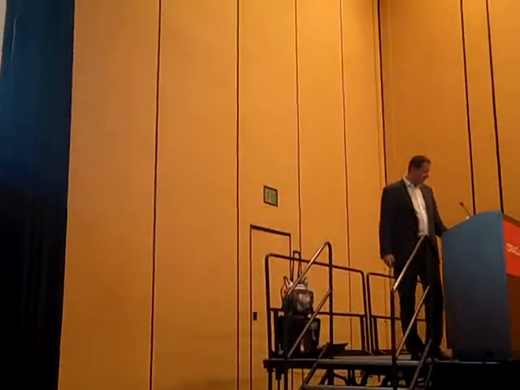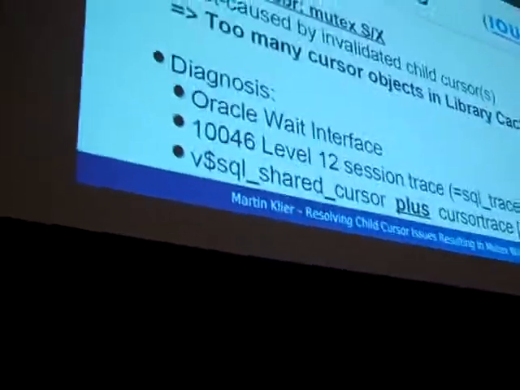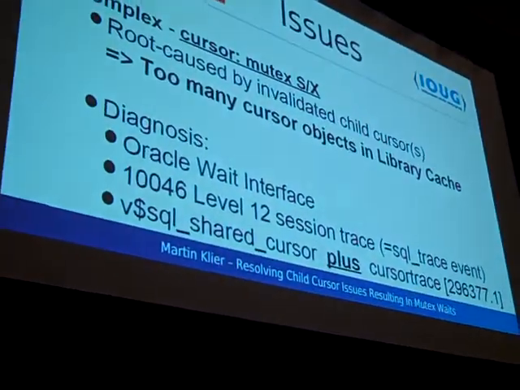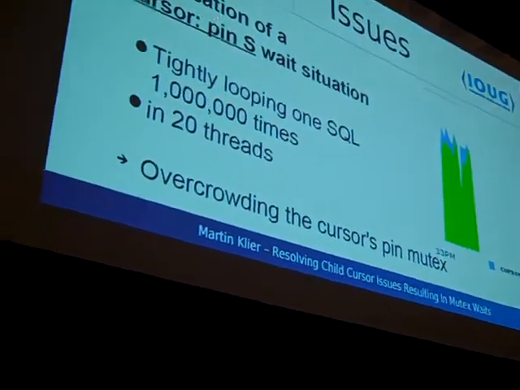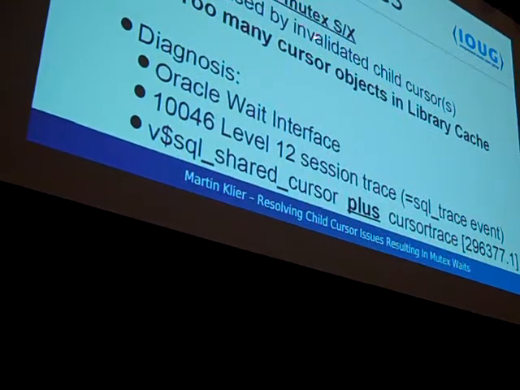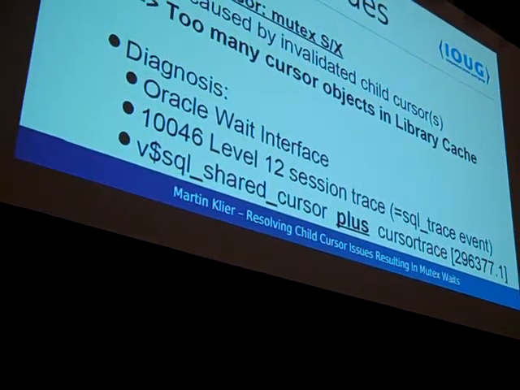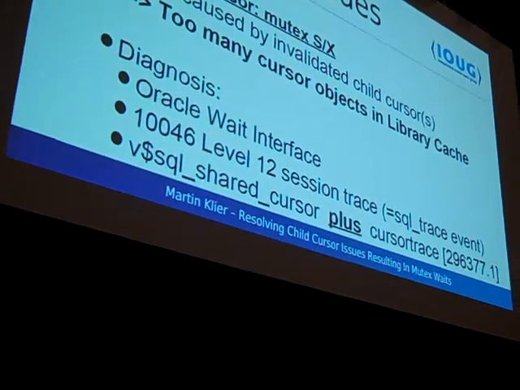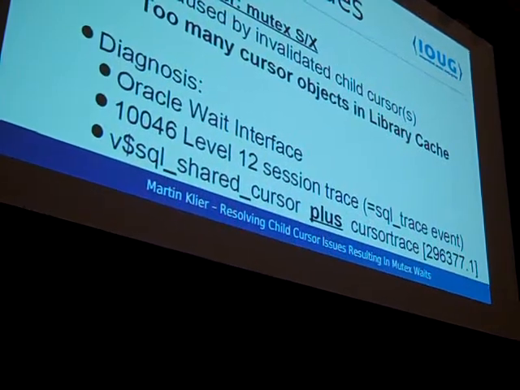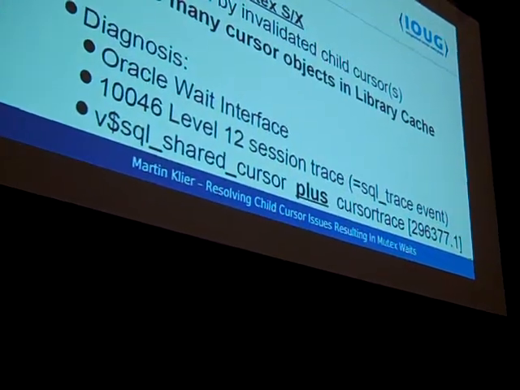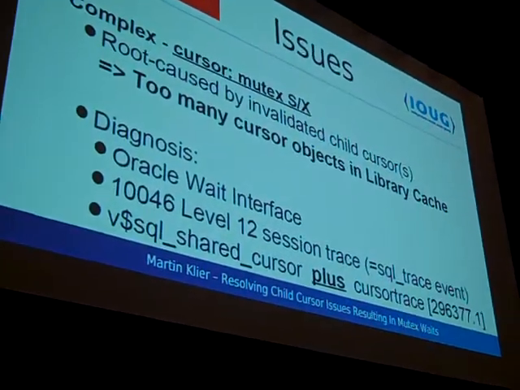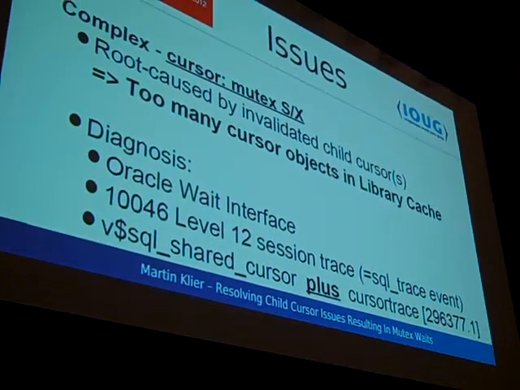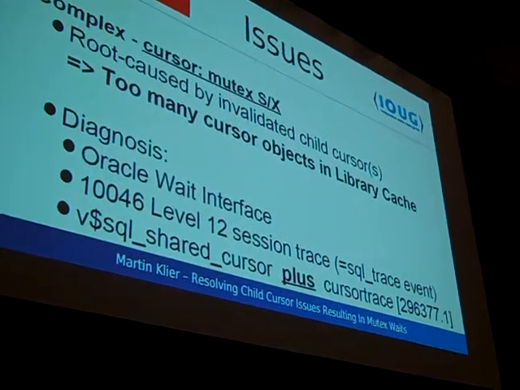A more complex example is the mutex shared or mutex exclusive wait event. The last example was about pinning in memory, and this one is about usage of the mutex for protecting against manipulation. Basically, if you see this element, you are invalidating library cache objects frequently.